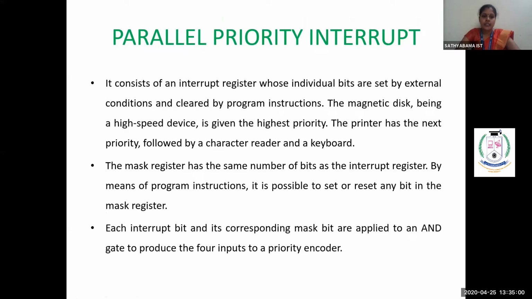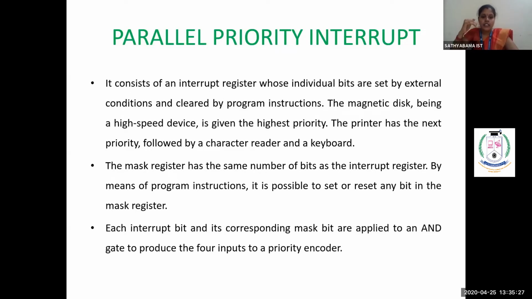Parallel priority interrupt continuation. It consists of an interrupt register whose individual bits are set by external conditions and cleared by program instruction. As the example, the magnetic disk is the highest priority. A high speed device is given the highest priority. The printer has the next priority, followed by the character reader or keyboards. It's coming from the highest to the lowest, it will be checking.